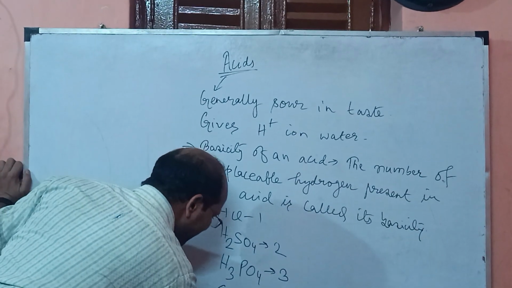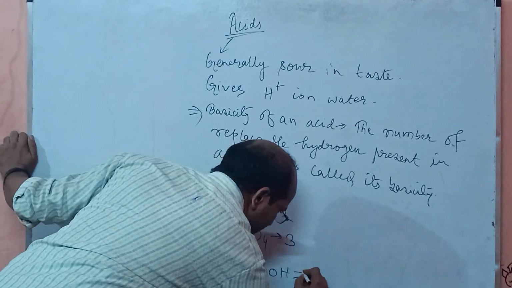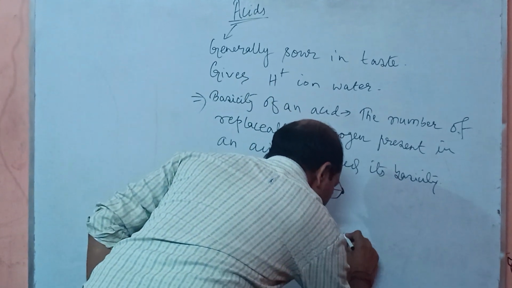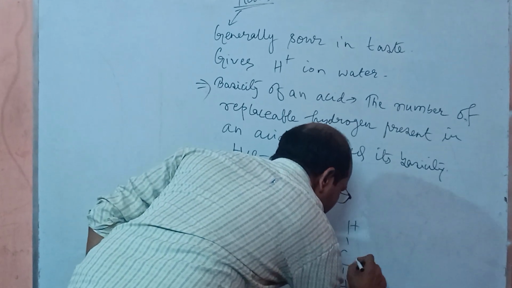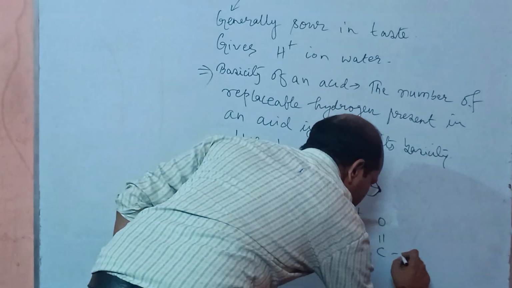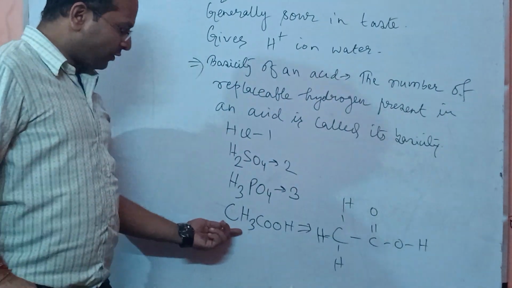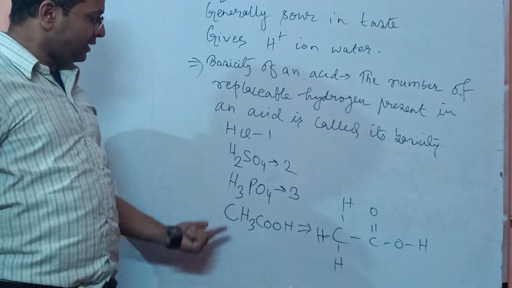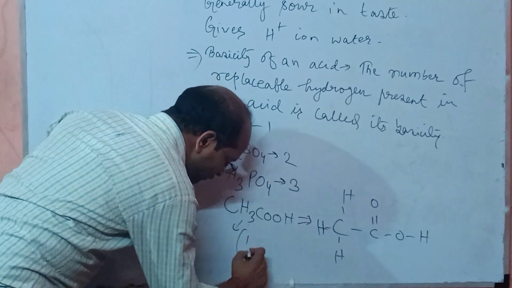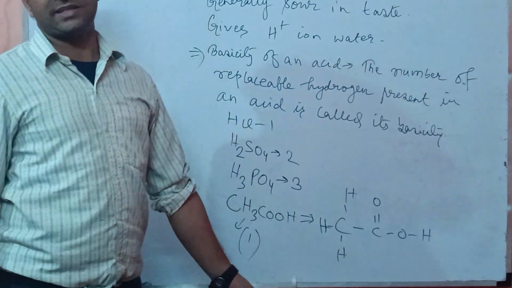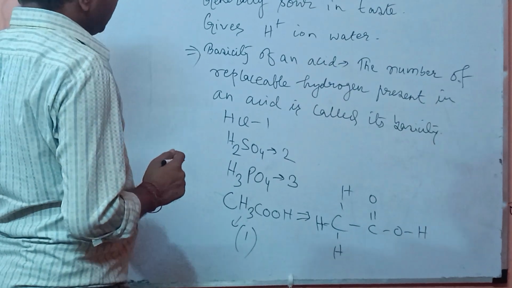But if you take acetic acid, which is CH3COOH, let me make the diagram of this. CH3COOH is called acetic acid or even vinegar. In this there are 4 hydrogen, but it furnishes only 1 H plus ion, so its basicity is 1. We should not fall into the trap that there are 4 hydrogen and its basicity will be 4. Its basicity is 1. So this is about acid.